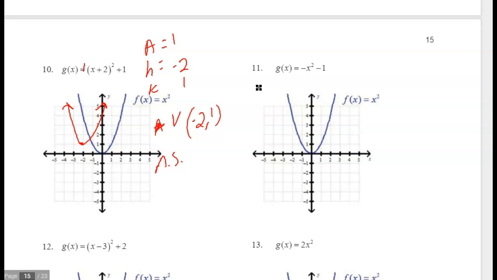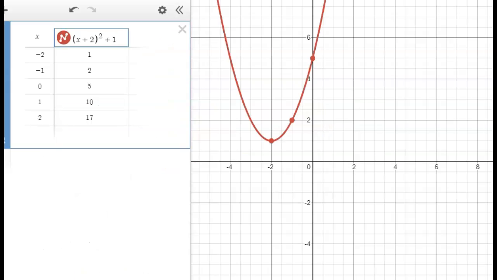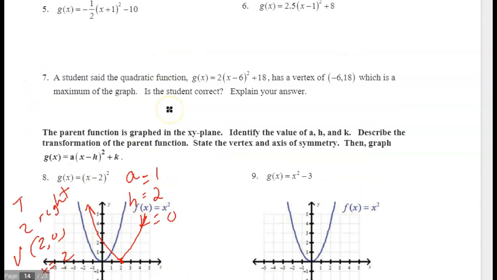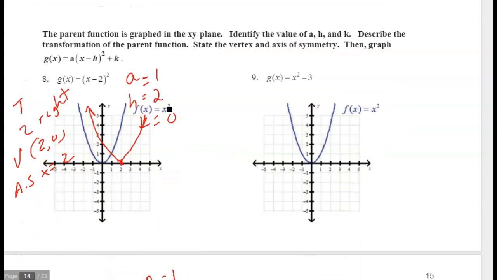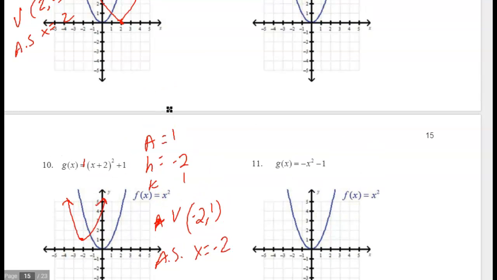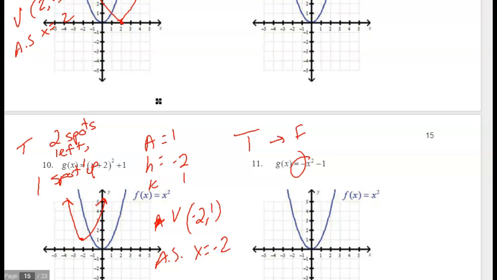My axis of symmetry is at x equals -2. I think that covered everything it asked for. Oh, it says describe the transformation. So when you describe your transformation, 2 spots left, 1 spot up. And I wanted to point out, if there was a negative, so over here on this one, you would also have to say either flipped or upside down.